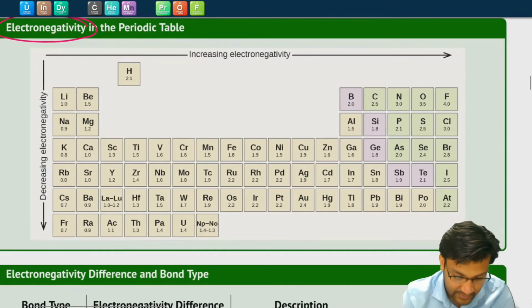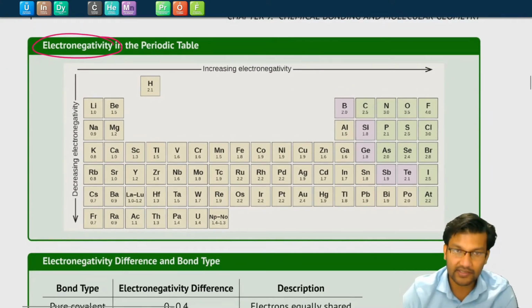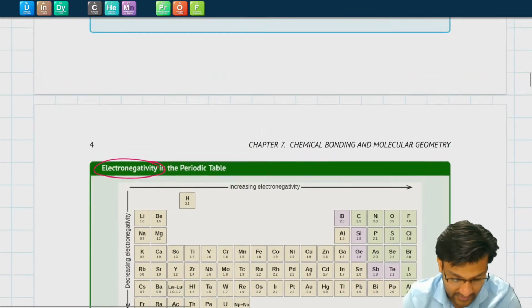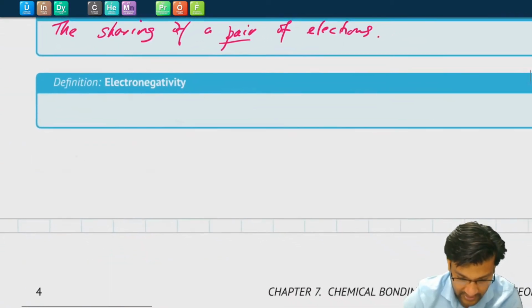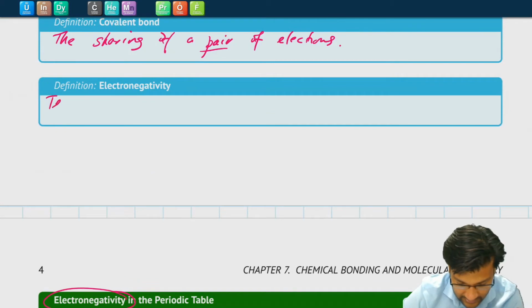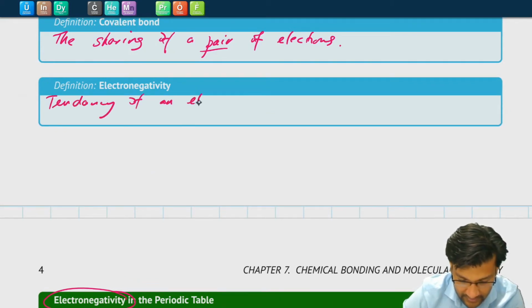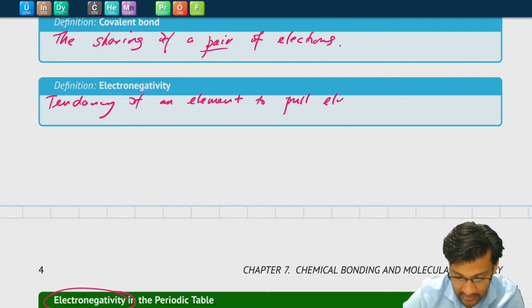As you might expect, electronegativity is simply the tendency of elements to pull electrons to themselves. So let's write that first. Electronegativity is the tendency of an element to pull electrons to itself.